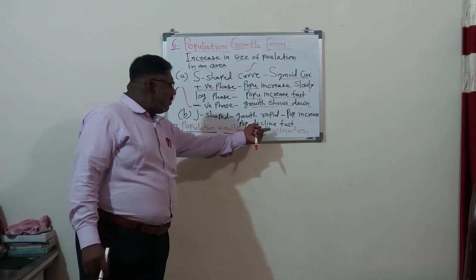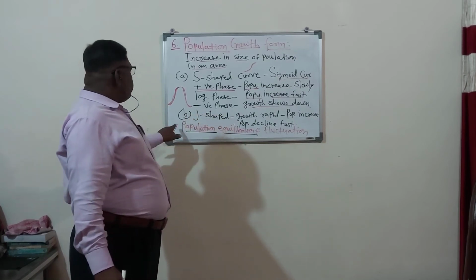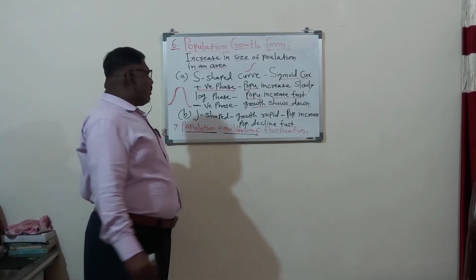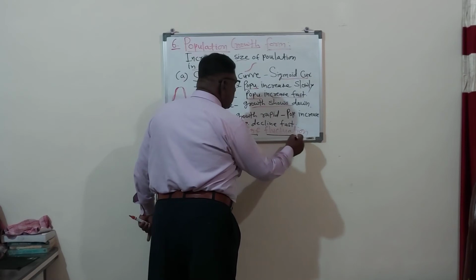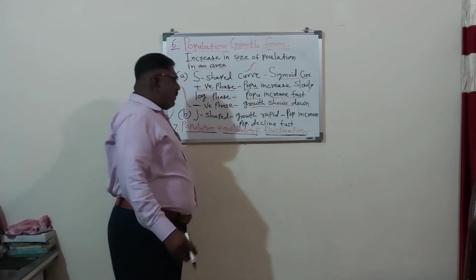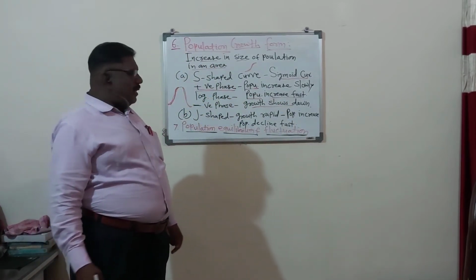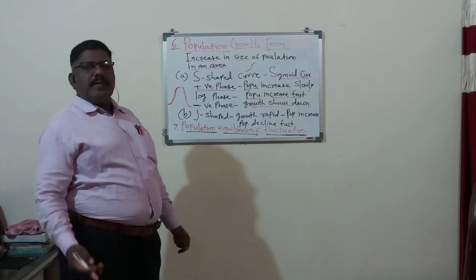Now here, fluctuation means population fluctuation. This fluctuation also indicates maybe equilibrium, maybe decrease, maybe increase.